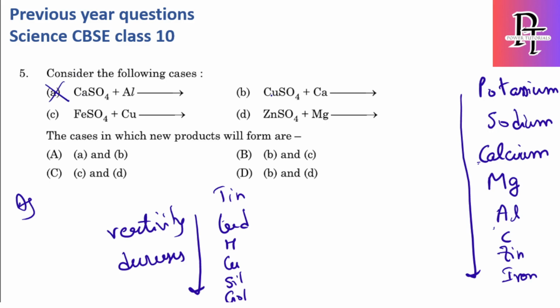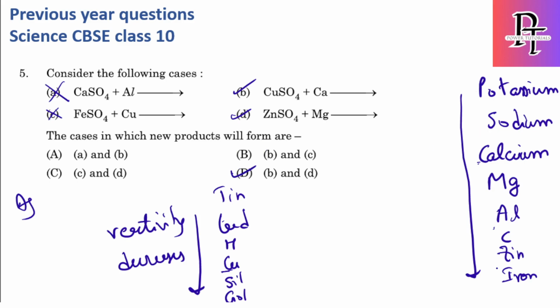Copper and calcium: calcium is higher than copper, so calcium can easily displace copper. For iron and copper, copper is further down, so copper cannot displace iron, so C cannot be an option. The last one is zinc and magnesium. Magnesium is on top whereas zinc is below, so magnesium can easily displace zinc. Hence the options are B and D.